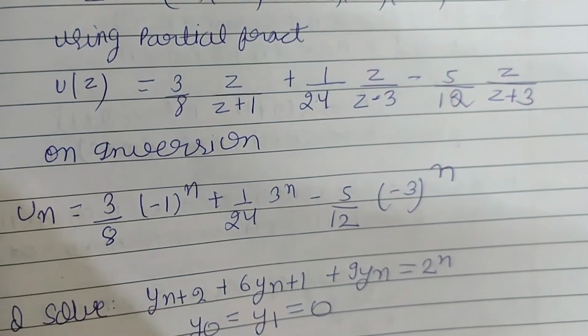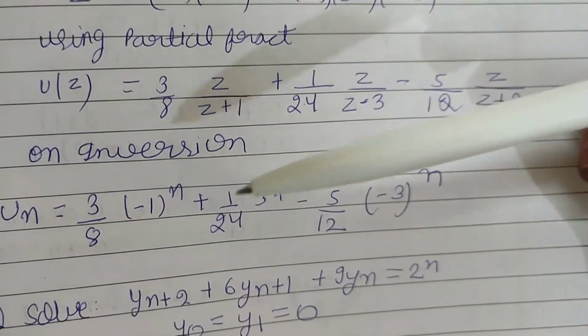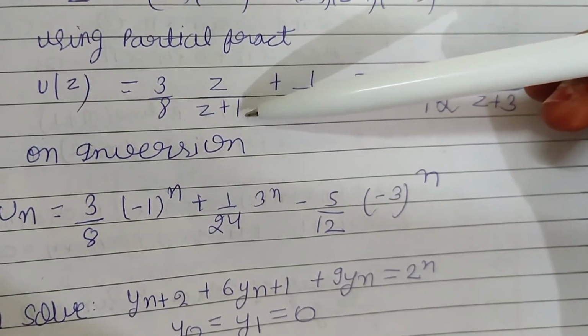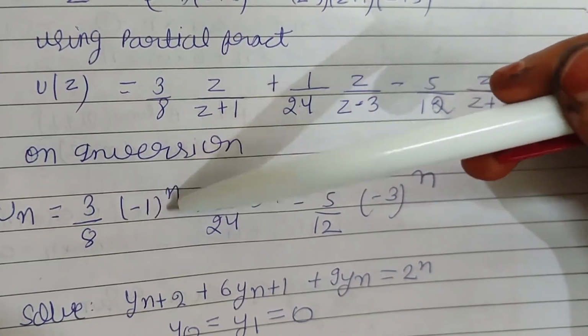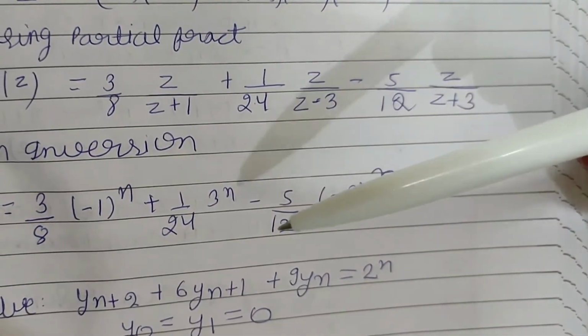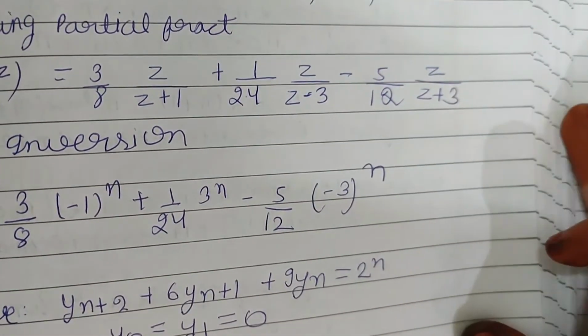And now take inverse of the z transform. You will get u(n) equals 3 by 8. Now again here it is plus 1, but in actual format it should be minus, so the inverse will be minus 1 to the power n, plus 1 by 24 3 to the power n, and minus 5 by 12, again the same thing, minus 3 to the power n.